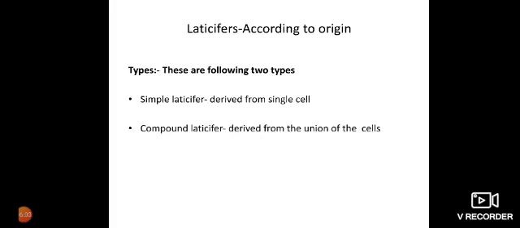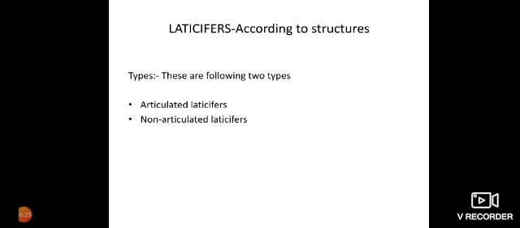Laticifers can be classified into two types according to their origin: simple laticifer and compound laticifer. The simple laticifer is derived from a single cell, whereas the compound laticifer is derived from the union of two or more cells. According to structure, laticifers can be classified into two types, that is articulated laticifers and non-articulated laticifers.